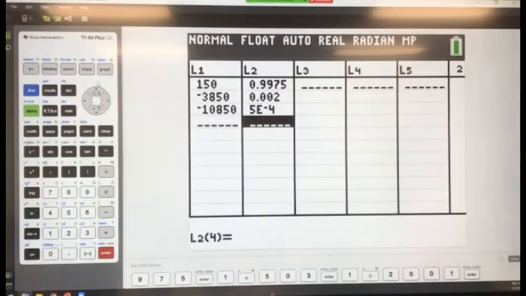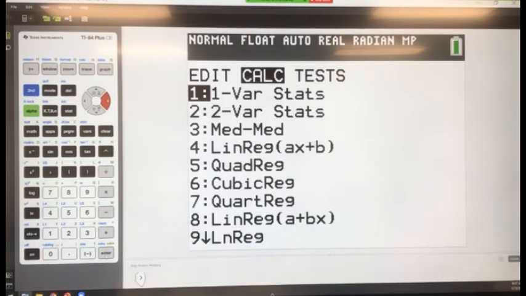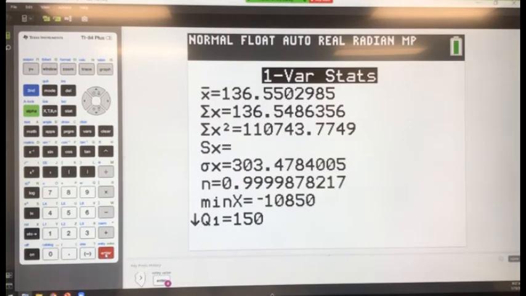Your probability table should look like this. Let's calculate. Stats, calculate, 1 var, enter. How much does the company make per person? $136.55. Yep.